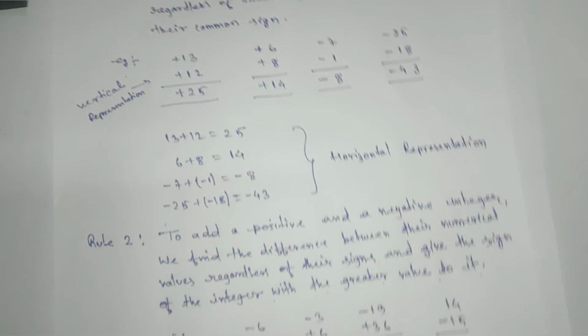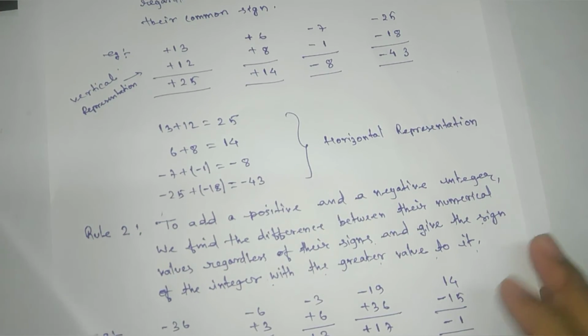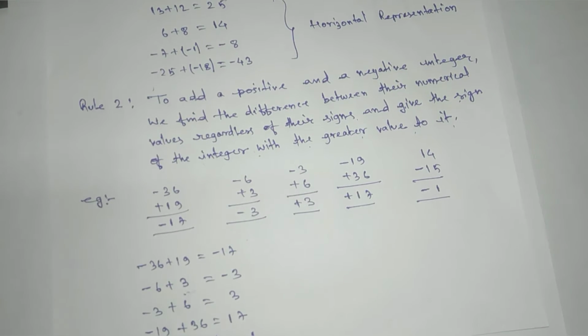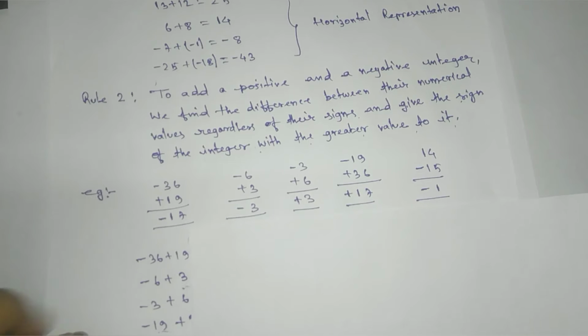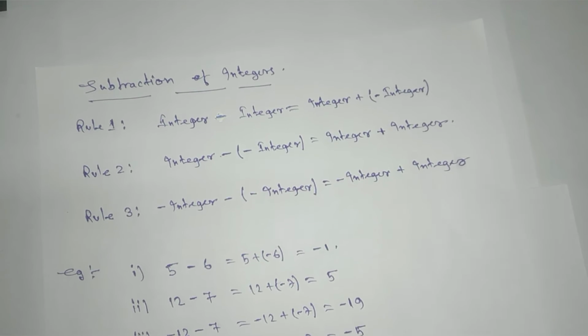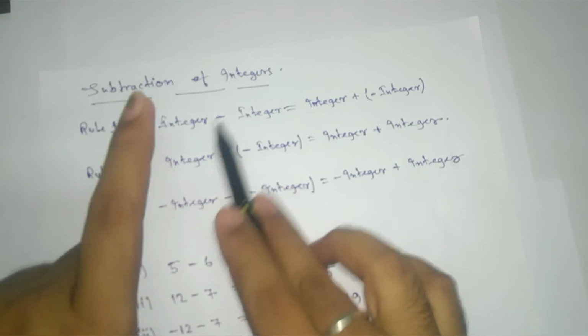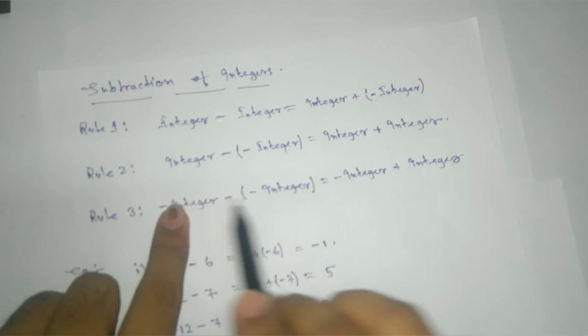So now next, I hope it is quite clear to you people for addition. Now we'll enter into the subtraction part. So here we have a rule. Rule number 1: if we take 2 integers and there's a minus symbol between them, 2 integers, minus symbol, 2 integers.